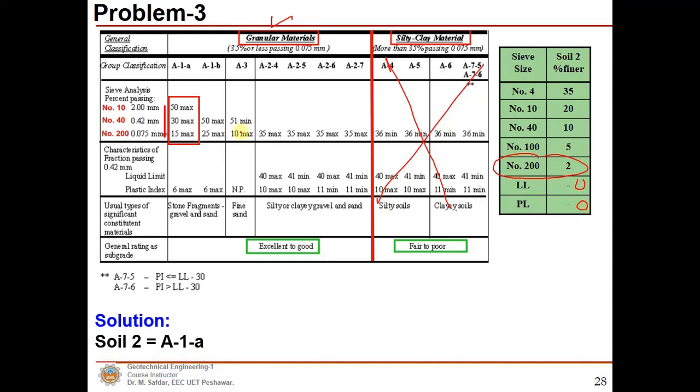So all answers are yes, because maximum here we are having from number 10. How much is that? 20. So maximum, so it's within that range, yes. And for the number 40, how much is the percent passing? 10. Okay, maximum is 30 here, so that's also yes. For number 200, 15 max, yes. So the soil is A1A. Pretty much simple.